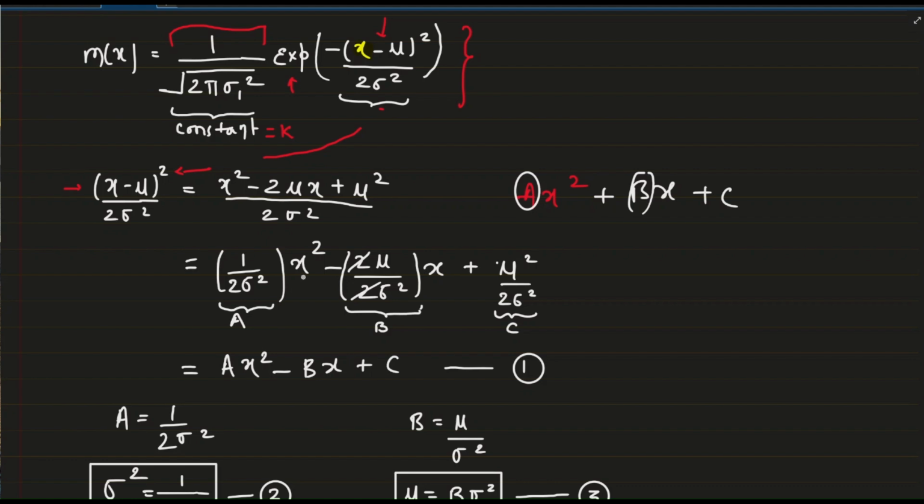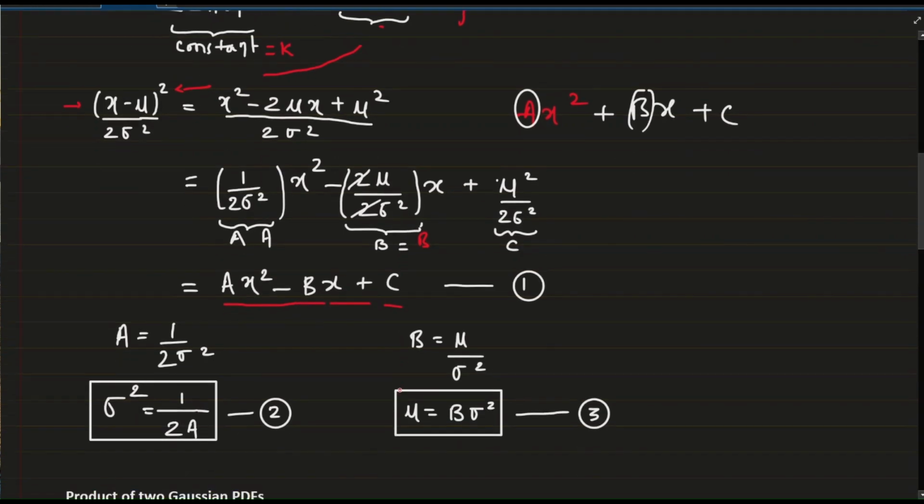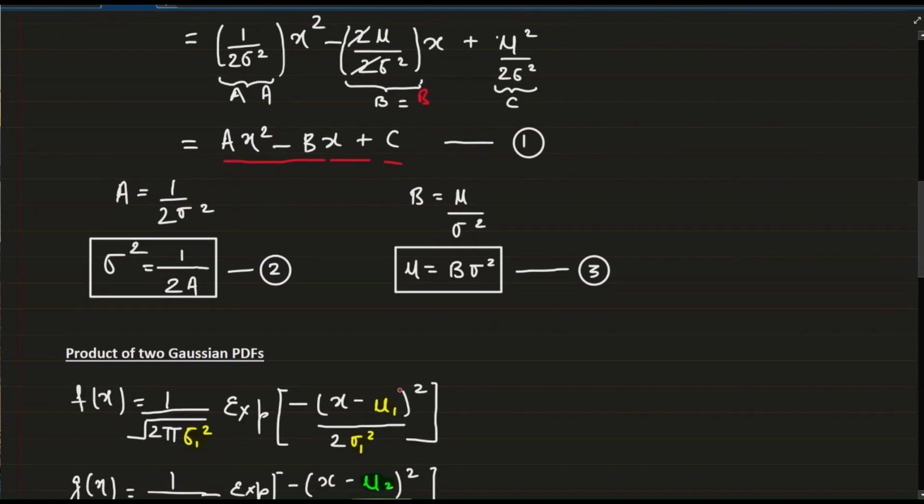If you see, this x square term has a coefficient 1 by 2 sigma square. So let's call it a. So this becomes ax square. Similarly, we have 2 mu divided by 2 sigma square, and these two 2s cancel out, and what we get as b is mu by sigma square. So this is the b part. Similarly, mu square is divided by 2 sigma square, so this becomes c. As you can see now, this entire expression is expressed in quadratic form, and we are doing it for a special reason which will become clear in the subsequent slides.